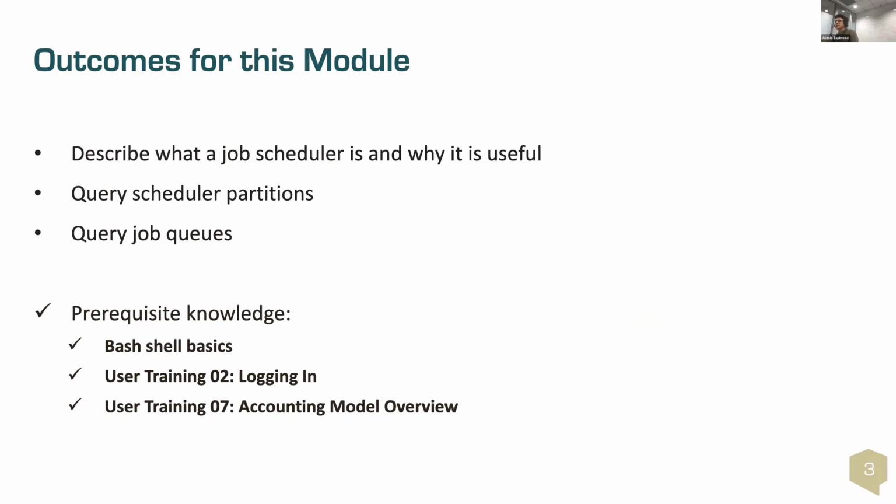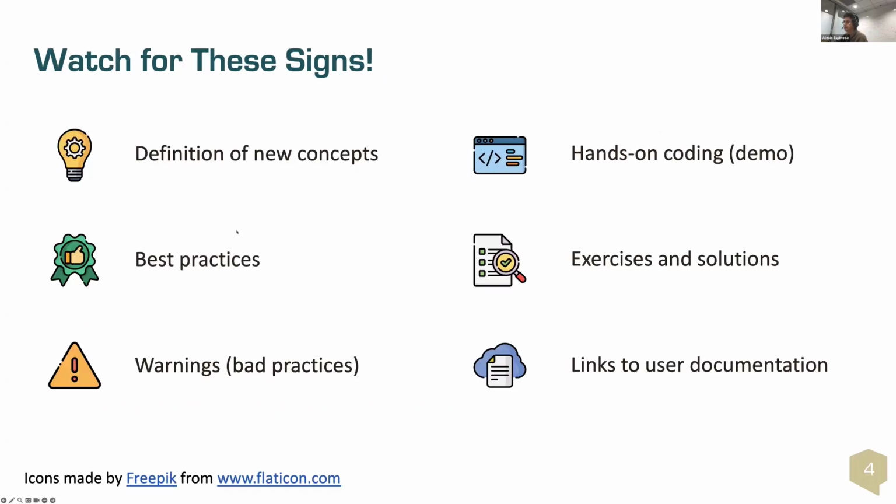scheduling jobs. So basically, you will learn here what is a job scheduler and why we need a job scheduler. Then check this important grouping of the nodes that we call partitions. And another very important feature of the scheduler are the queues. Well, the job queues. So let's go for it.